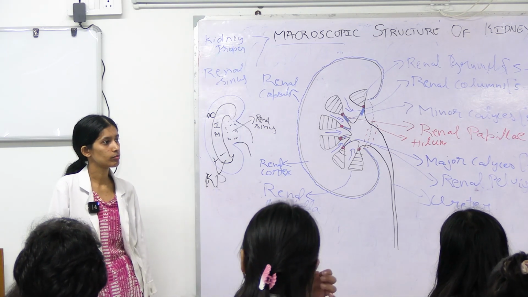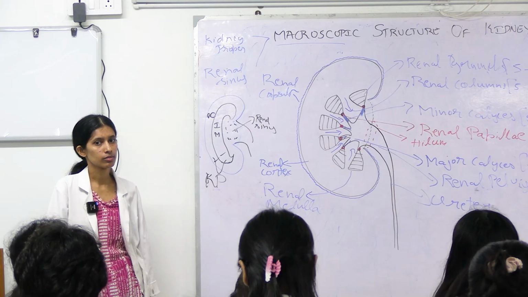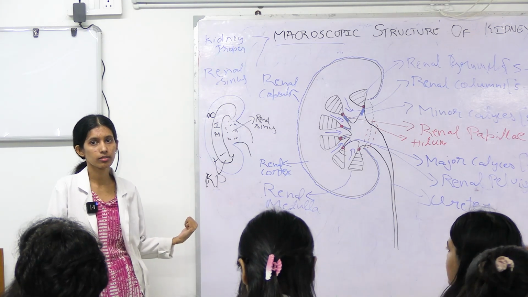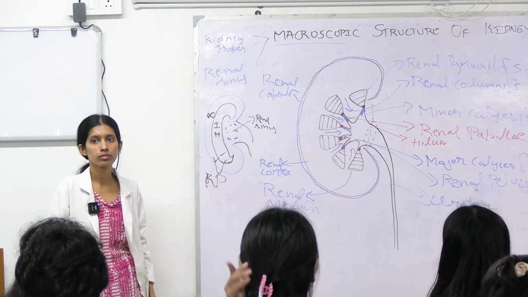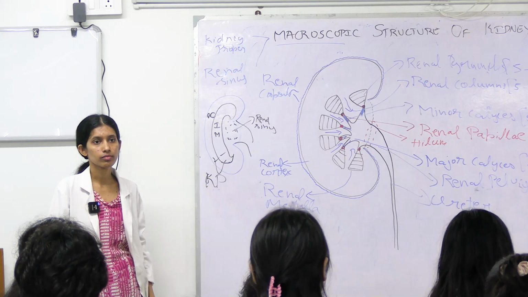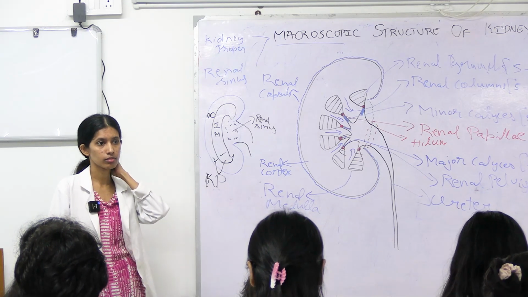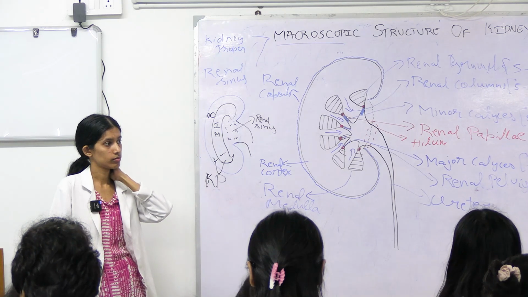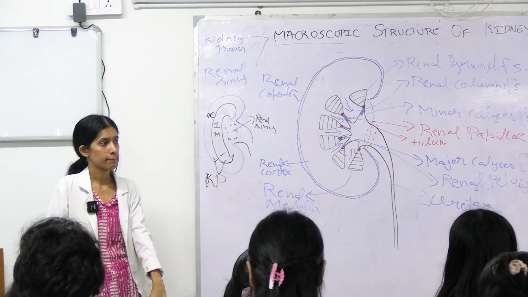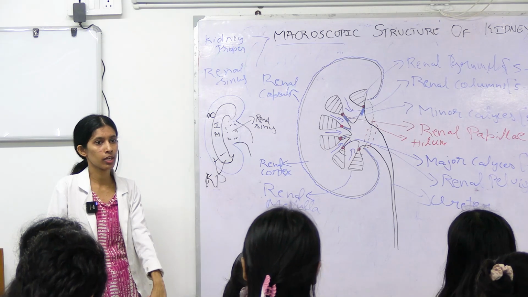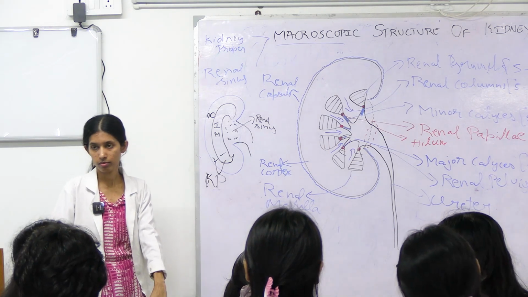Is it clear? Any doubts? Any doubts in this? There, last two rows, any doubts? No doubts? What about the blood supply? Blood supply of the kidney?